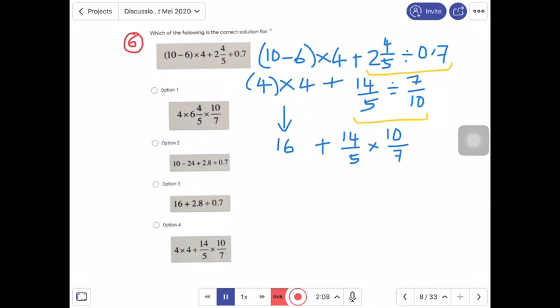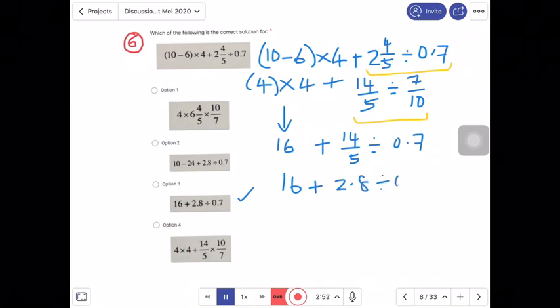So which are the solutions? Here we just need to identify the correct steps. I think we should just remain the 0.7, divide 0.7. Okay, so 16 plus 2.8. 14 divided by 5 is 2.8, and then divide 0.7. This is correct. What about option number 4? Is it correct or not?